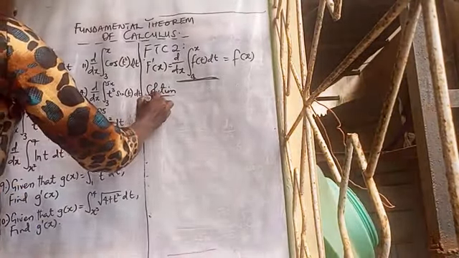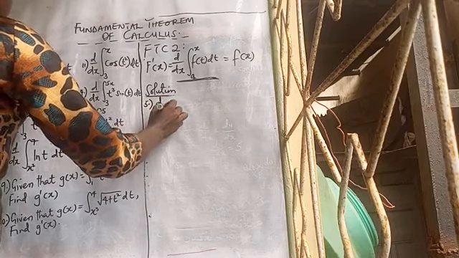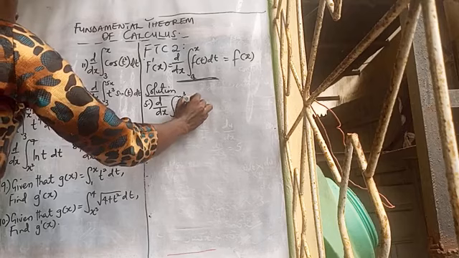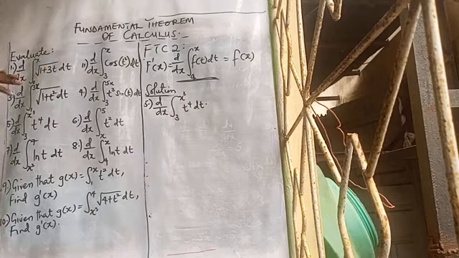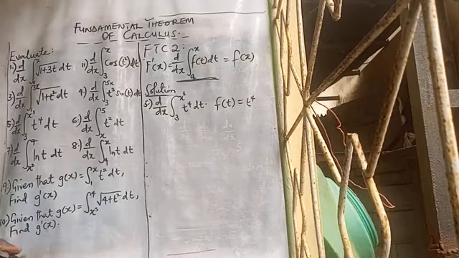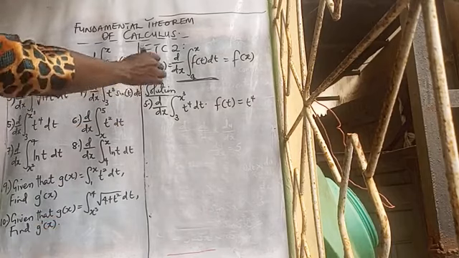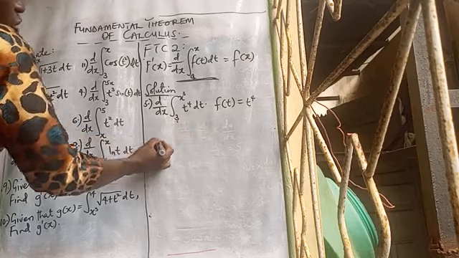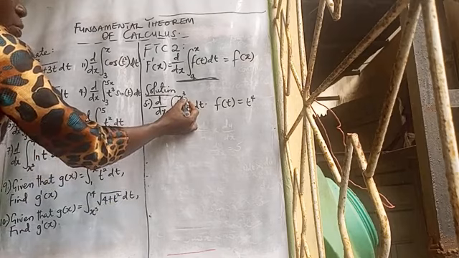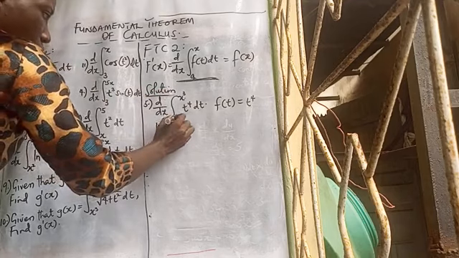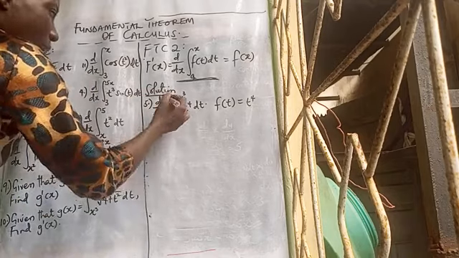The fifth one, d/dx of the integral from 3 to x cubed of t raised to power 4 dt. Again, our f of t is t raised to power 4. What have we done in the previous ones, number 3 and number 4? We said, remember, that the lower limit must be a constant, but the upper limit must be a variable, not a function. But when we have a function, we replace that function by a variable.